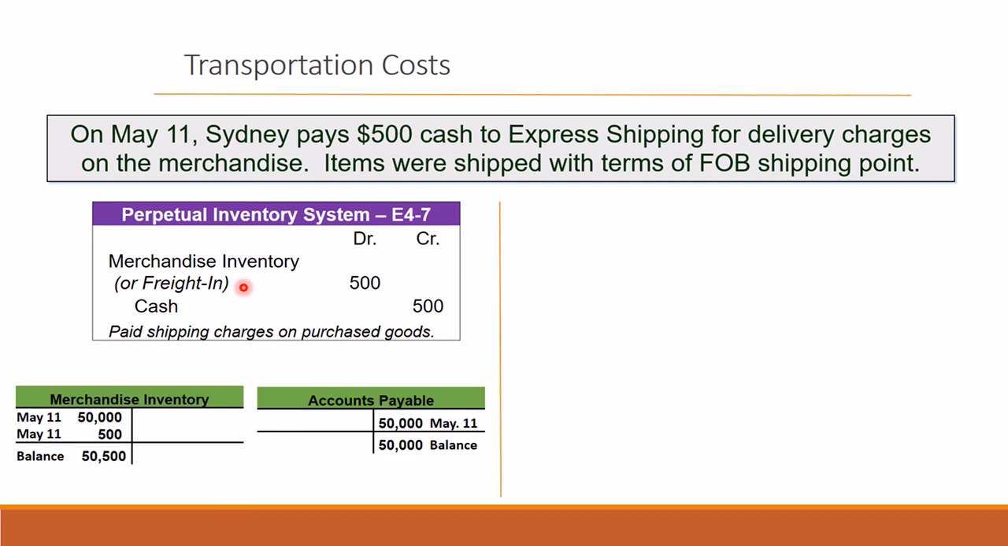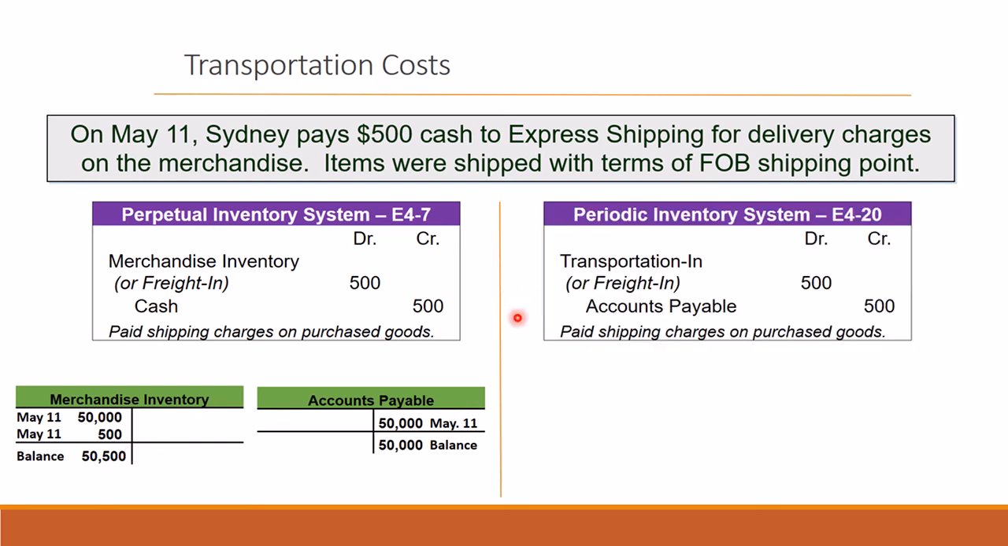After we post this particular entry, we see that the transportation costs to get the items to the company are now included in the cost of merchandise inventory. $50,000 plus $500 is $50,500. In perpetual, we want to show everything related to buying those items and getting them to us to be able to sell to our customers, and that includes transportation costs if under the FOB shipping point terms.